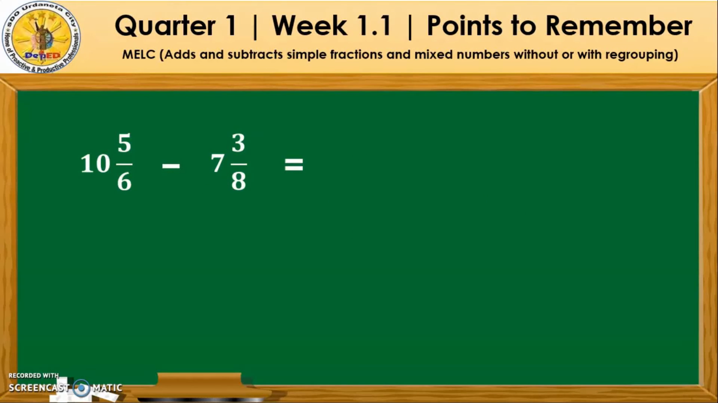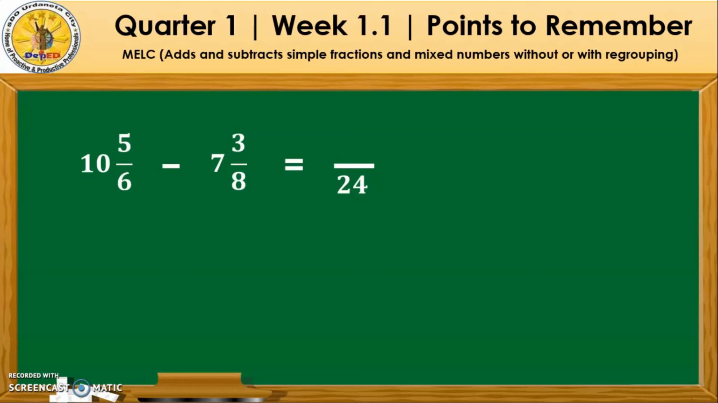Let's try another example. We have 10 5/6 minus 7 3/8. Let's work on the whole number first. 10 minus 7 is equal to 3. Now let's proceed with the fractions. So let's get the LCD of 6 and 8. What is the LCD? That is correct. It's 24. Now let's get the equivalent fraction of 5/6 that has 24 as its denominator.